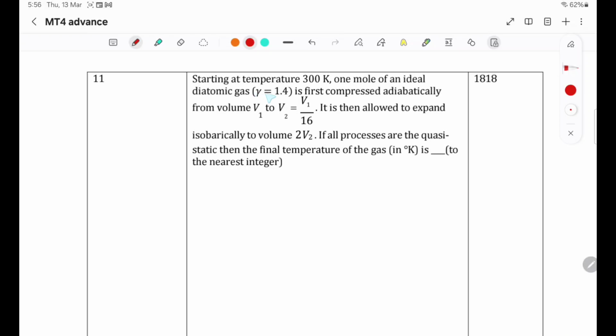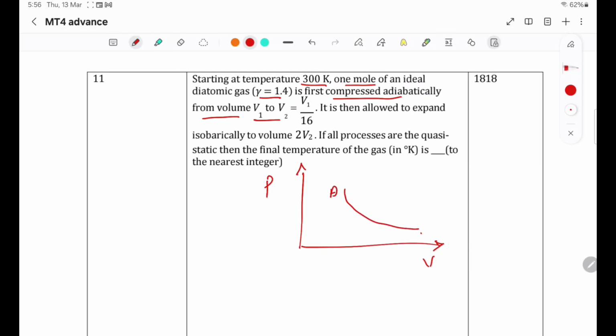Okay, so in the question, starting from temperature 300 Kelvin, there is 1 mole of an ideal gas. Gamma is given, diatomic. It is first compressed adiabatically from volume V1 to V2. If you take the PV graph, how will it look? First, the adiabatic process in the PV graph will be like this, correct?